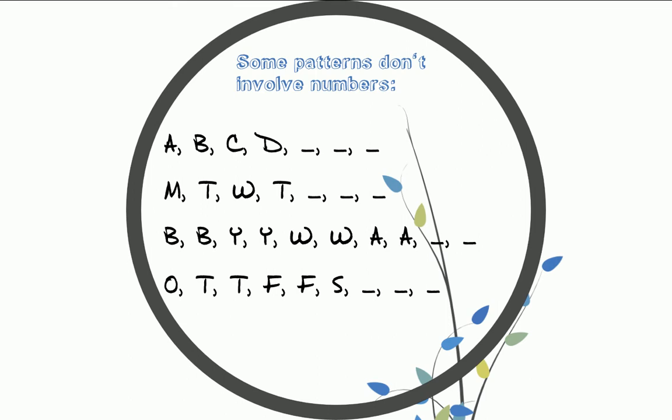All right, so hopefully you had 2 or 3 minutes again to try to go through these patterns. Some of these are a little bit easier, some are a little bit harder. This first one is A, B, C, D, obviously, so E, F, G. The second one is a little bit harder. These are actually the days of the week. Monday, Tuesday, Wednesday, Thursday, so it would be F, S, S.